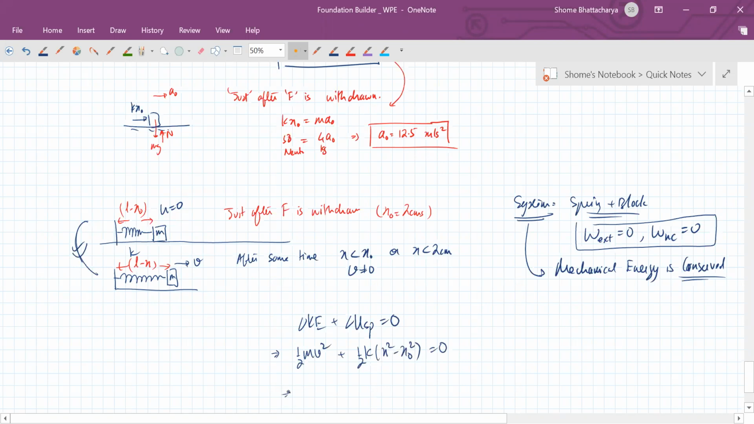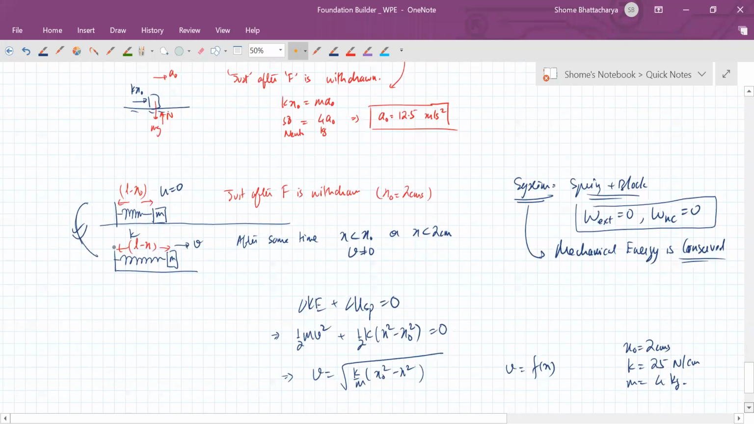So I'm getting v as a function of x. This will be my v as a function of x, where x naught was 2 centimeters, the spring constant was 25 newtons per centimeter, and the mass of the block was 4 kg. So in this only I will plug in both the things now.